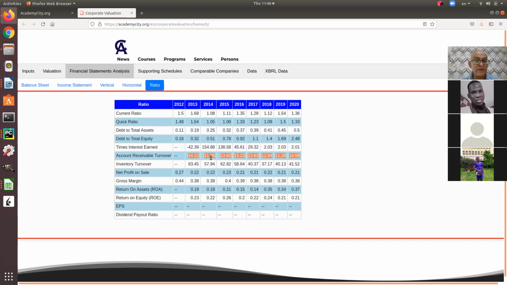What about the inventory turnover? It was about 83 one year, but most of the time it's between 40 and 50. If I do an average, most likely I will get about 40 or 50. There are some years where it fluctuates more, but most of the time it's around 40 to 50.